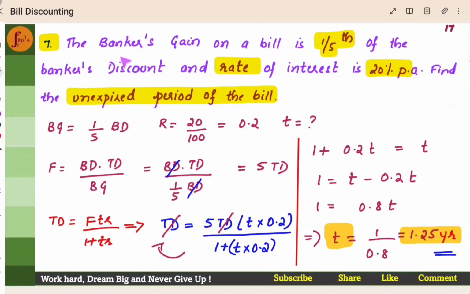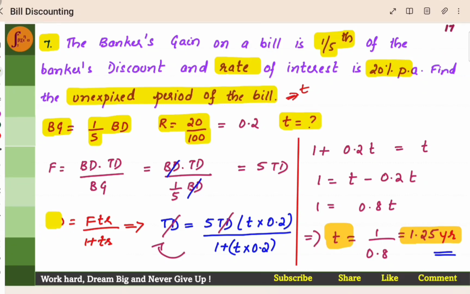Let's look at seventh problem. The banker's gain on a bill is 1/5 of the banker's discount. Rate of interest is 20%. Find the unexpired period of the bill. So unexpired period is nothing but T. So banker's gain is 1/5 of banker's discount. R is given 20%. We need to find T.